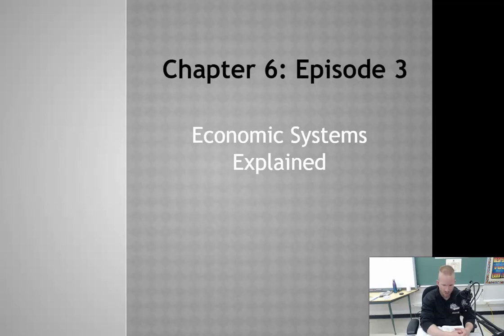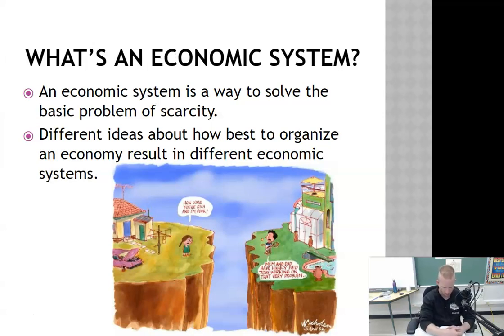If you're following along in the textbook, I'm on page 204. It's just going to explain what the different economic systems are, and you're going to see a spectrum, or a continuum, basically a line. So, what is an economic system? Basically, an economic system is a way to solve the basic problem of scarcity. Different ideas about how to best organize an economy result in different economic systems. You can put them on a continuum, like the one below on page 204.